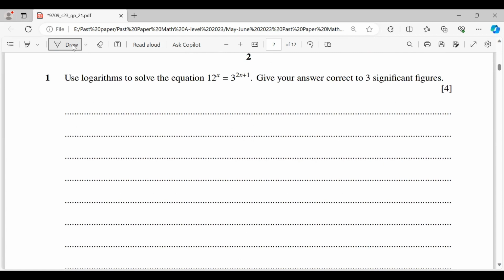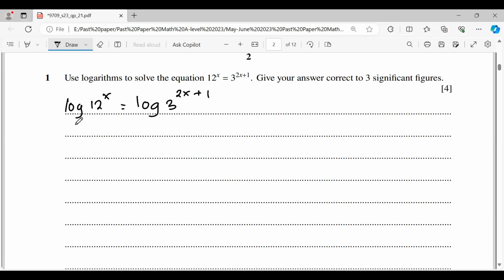Use logarithms to solve the equation 12 power x equals 3 power 2x plus 1. Give your answer correct to 3 significant figures. Using logarithms, we could write this equation as log 12 power x equals log 3 power 2x plus 1. Based on the logarithm rules, it becomes x log 12 equals 2x plus 1 log 3.